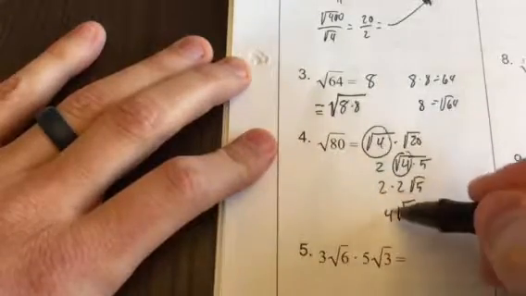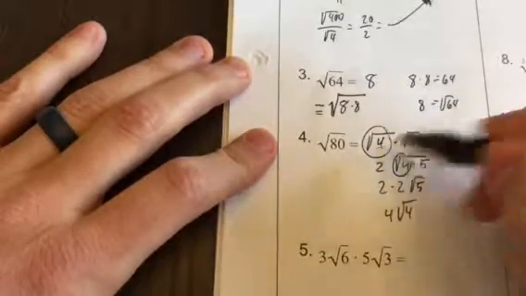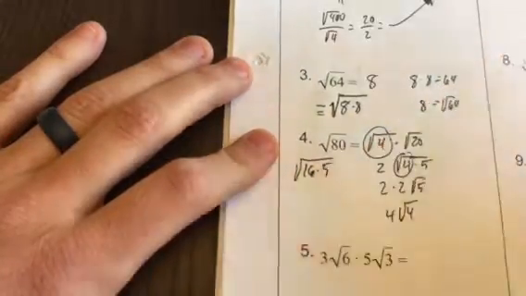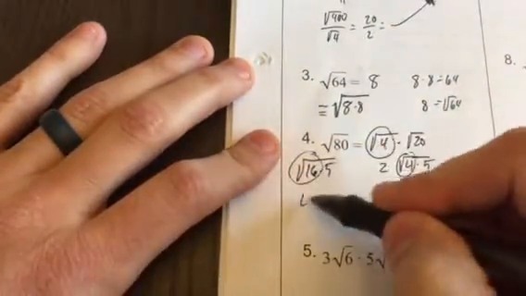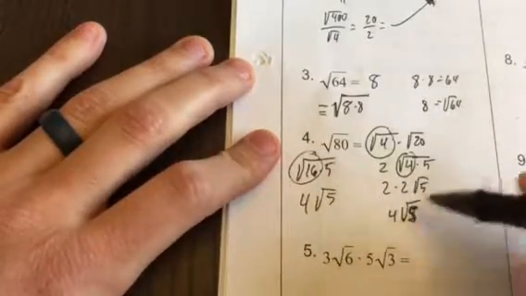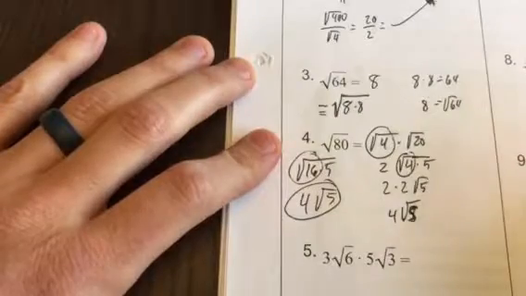Now you're seeing, hey, if a 4 was able to come out, that means there must have been a 16 in there. So we could have done this 16 and 5. The square root of 16 is where that 4 comes from. Right? Oops, that's supposed to be a 5, wasn't it? All right, so 4 times the square root of 5.